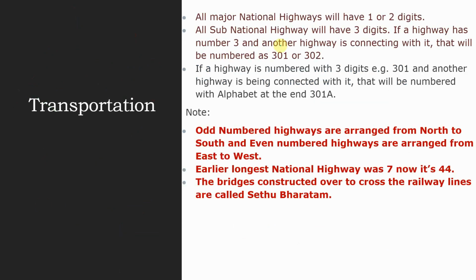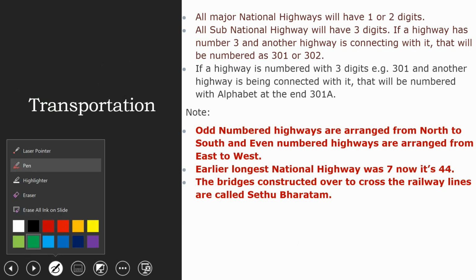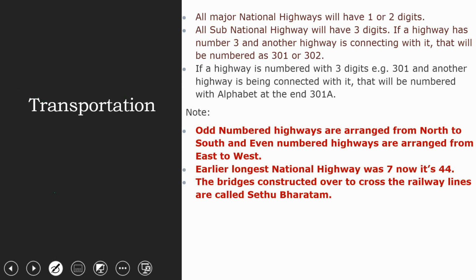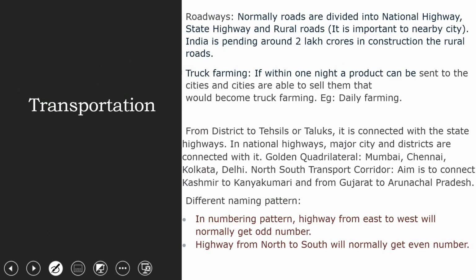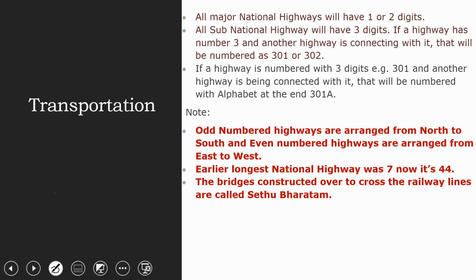So all major national highways will have 1 or 2 digits. All sub-national highways will have 3 digits. And if a highway has the number 3 and another highway is connecting with it, that number will be written as 301. Okay, so it will be 301. If I say this is your east to west highway, and its number is 3.